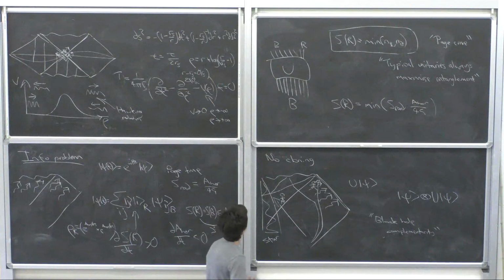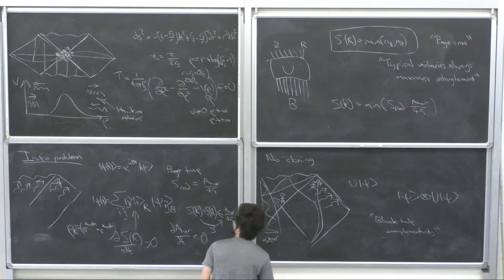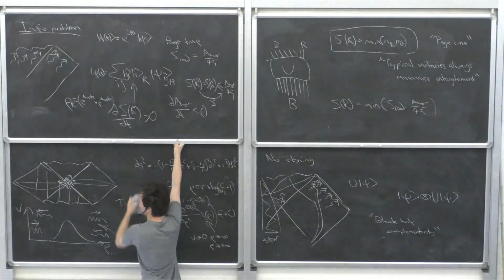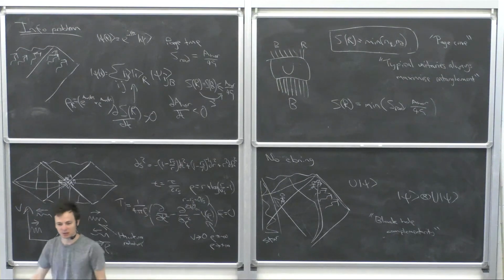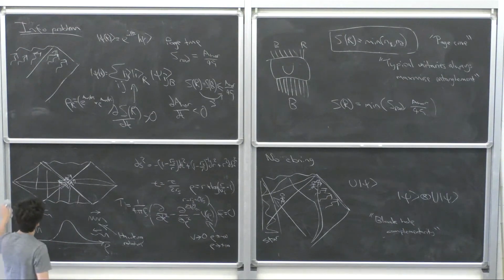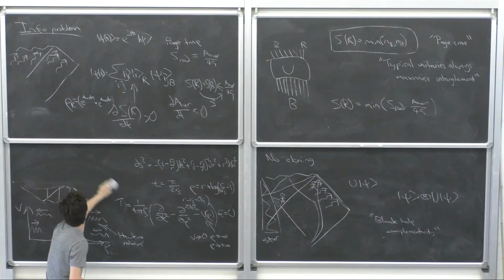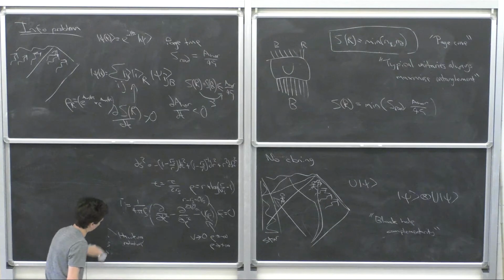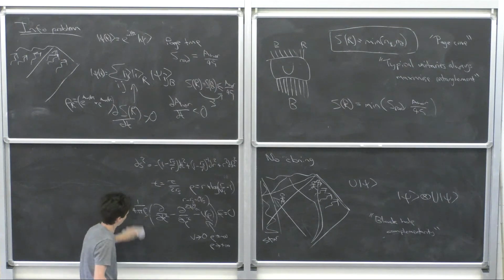Okay, so let's try to answer the question of how long we should expect Bob to have to wait to be able to recover some information that fell into the black hole. And we're going to do this by just studying Page's simple model of a black hole as a random unitary and see what happens.